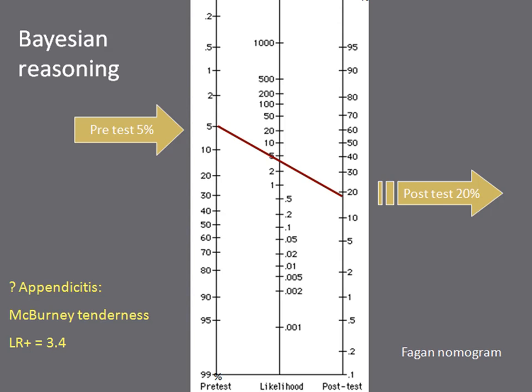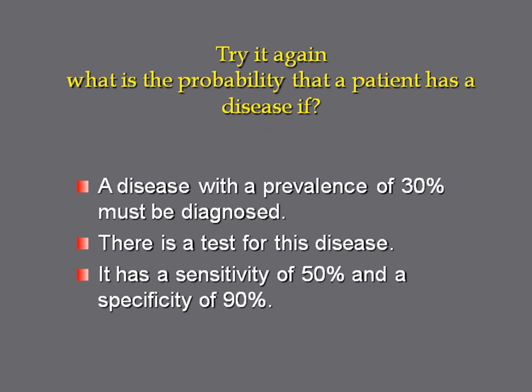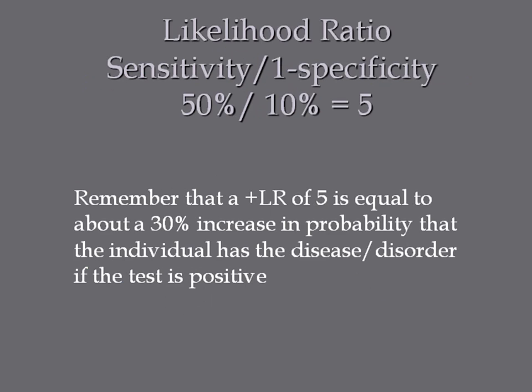So let's try again. We have a disease with a prevalence of 30% and a test that has a sensitivity of 50% and a specificity of 90%. Well, we already know from what we've learned so far that if the specificity is high, a positive test is likely to rule it in, at least in the study population. When we calculate this out to a likelihood ratio, as demonstrated here using the formula that includes sensitivity and specificity, we arrive at a likelihood ratio of 5. Remember that this represents about a 30% increase in probability that the patient has the disease when the test is positive.